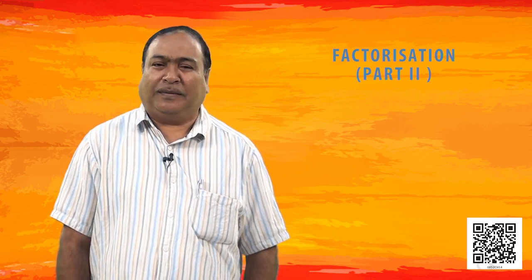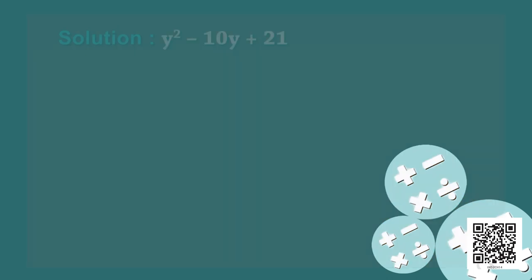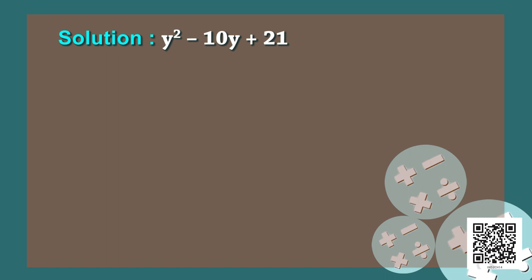Thus, the required factors of the given algebraic expression are x plus 2 and x plus 4. Let us see one more example. Example 2, factorize y square minus 10y plus 21. Consider the given expression y square minus 10y plus 21.